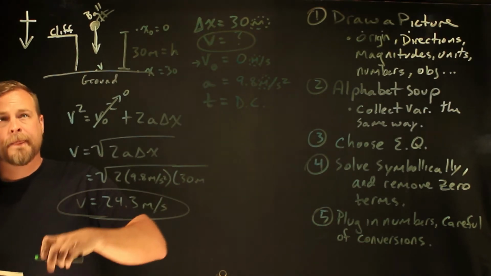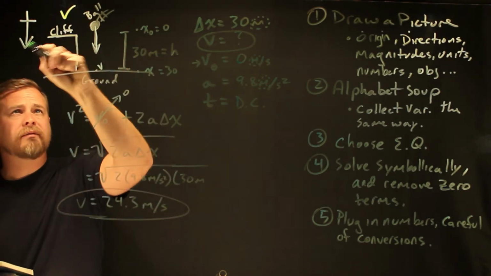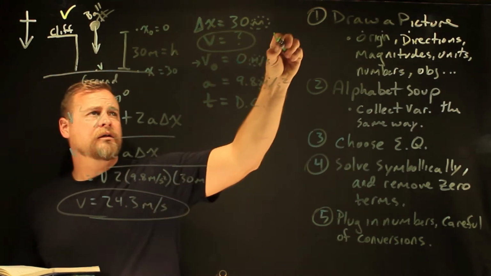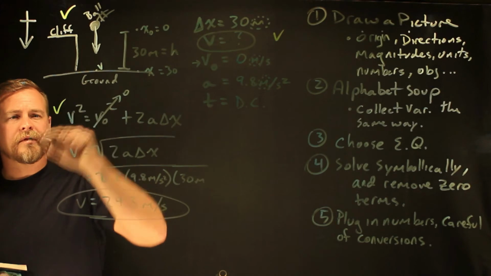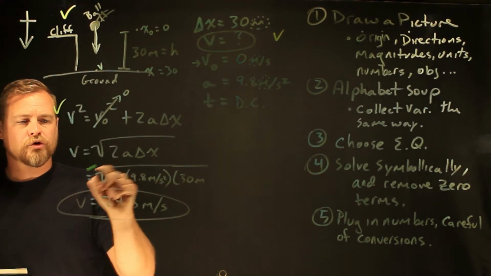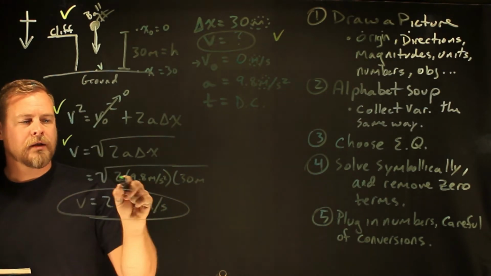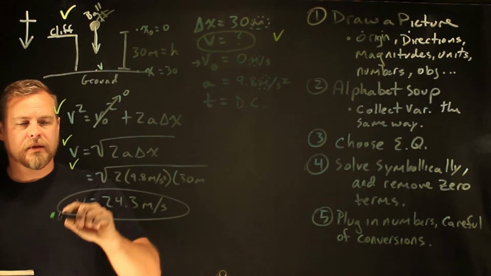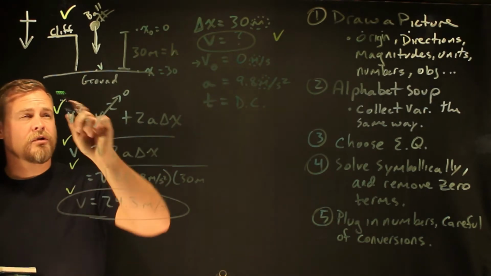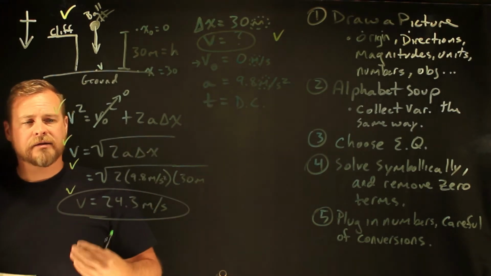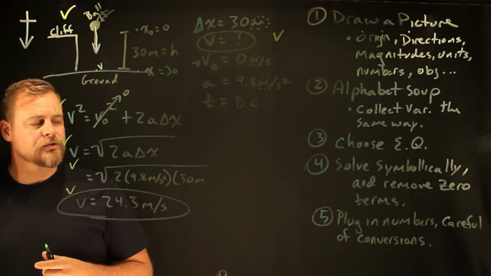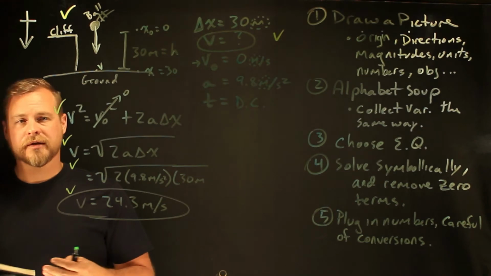So this is what I expect when I say show your work, show your complete work. You should have a picture with reference point. You should have a list of variables with units. You should have the correct equation. You should solve symbolically, plug your numbers in, and then circle your answer. If you do not have all these pieces to your work, then you have not done your part as a student, as somebody trying to learn this, right?